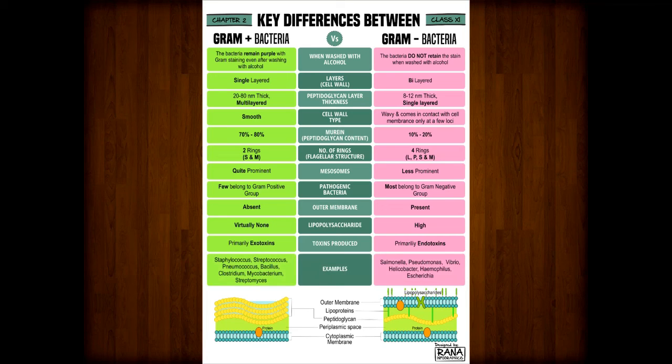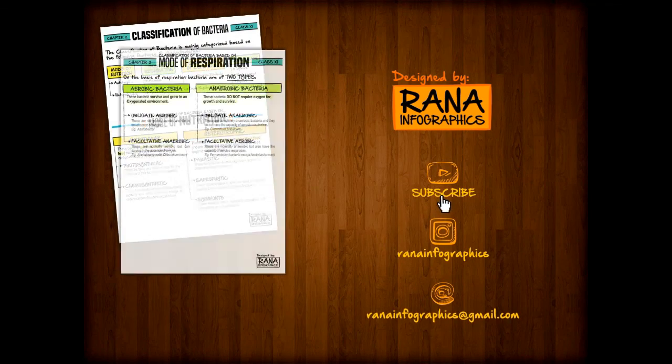Some examples of gram-positive bacteria are Staphylococcus, Streptococcus, Pneumococcus, Bacillus, Clostridium, Mycobacterium, Streptomyces. Now let us look at some of the examples of gram-negative bacteria. Salmonella, Pseudomonas, Vibrio, Helicobacter, Haemophilus, Escherichia coli. With that, we complete the section on classification of bacteria.